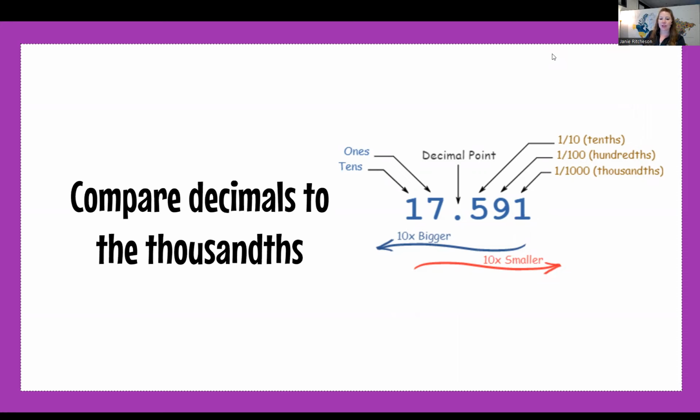Yesterday we talked about how to read numbers correctly using the word "and" when you see a decimal. We also talked about the place of each of these digits. So the 5 is in the tenths, the 9 is in the hundredths, and so on and so forth.